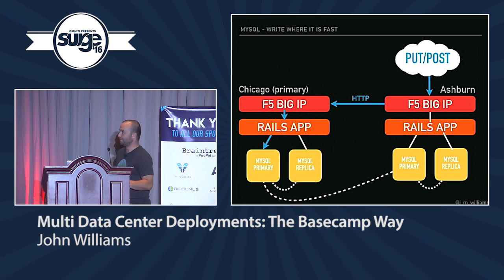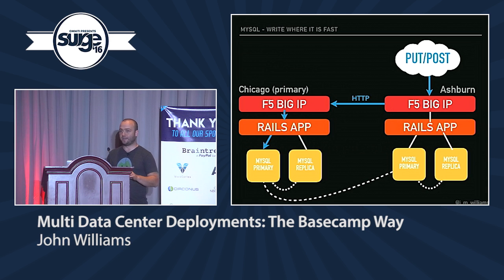This is our trick to get writes to be fast without using multi-master or multi-primary MySQL. So let's say a PUT or POST or DELETE comes into Ashburn. We will see that request in our load balancer, and then instead of processing that request on the Rails app servers in Ashburn, we actually ship that whole request over to the primary data center, which is Chicago, and then process it there.